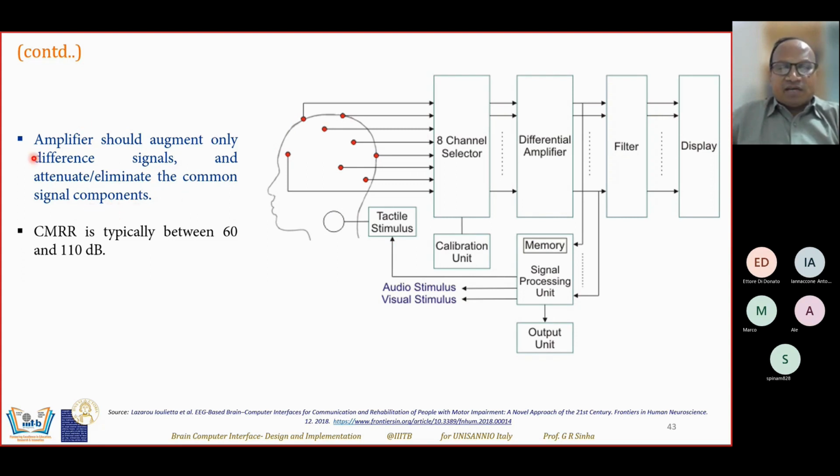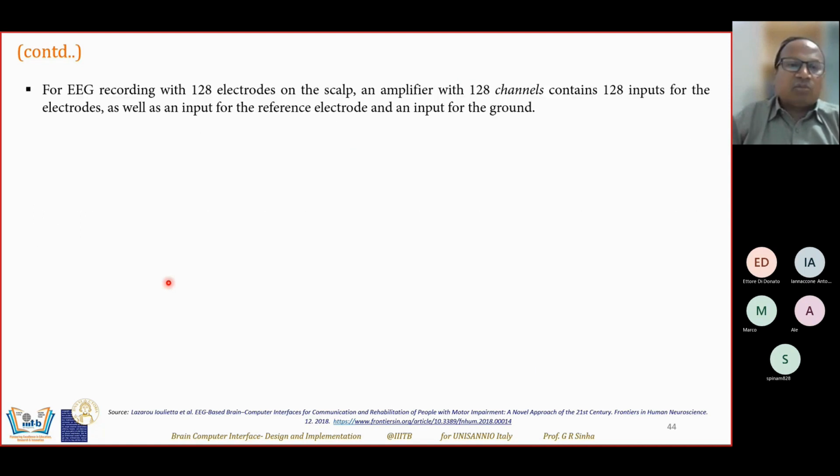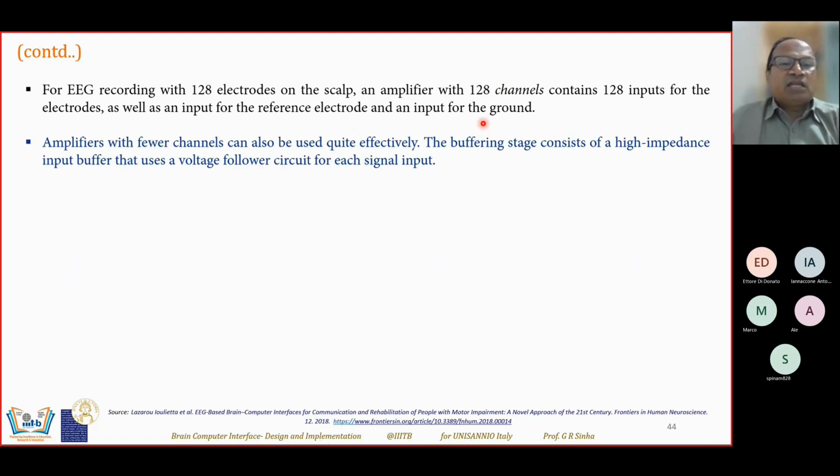So CMRR is always high, and in dB the value of CMRR for the differential amplifier that we use in BCI design is generally in the range of 60 to 110 dB. So for each recording, say 128 electrodes on the scalp, an amplifier with 128 channels containing 128 inputs for electrodes, as well as an input for the reference electrode and an input for ground will be used. Amplifiers with a lesser number of channels can also be used.